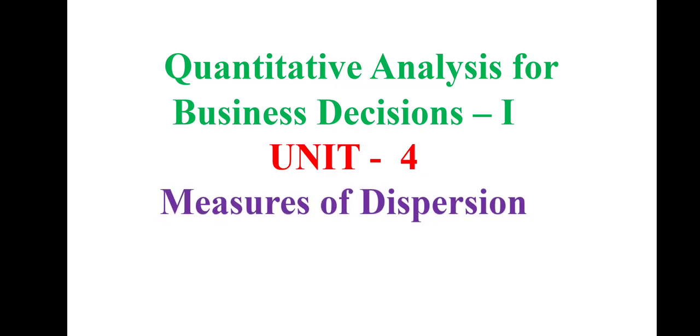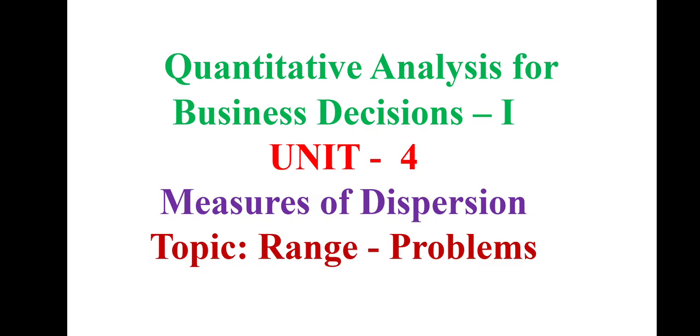Here, one thing we need to remember: whatever types of problems we studied in measures of central tendency, that is, exclusive class interval, inclusive class interval, less than cumulative frequency class interval, more than cumulative frequency class interval, and unequal class interval, these five methods of class interval we need to convert into exclusive class interval. Then we can solve the problems in this unit, Unit 4, Measures of Dispersion.